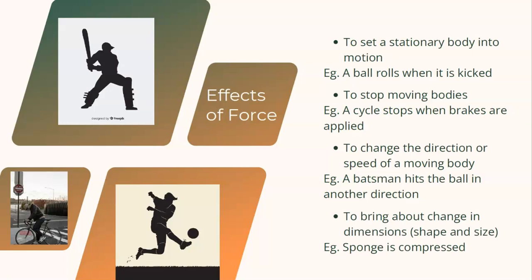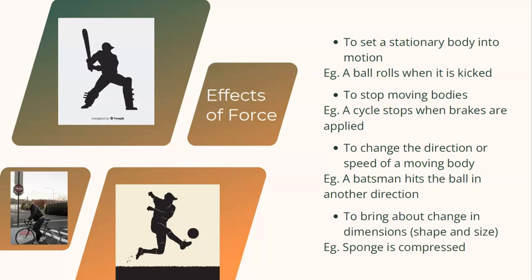A force can stop the moving bodies. If anything is moving, we can stop it by the application of a force. For example, a cycle can be stopped when brakes are applied. Another example, if a ball is rolling, we can stop it by putting our foot in front of it. The ball would stop. In both the cases, we are applying a force to stop the object.